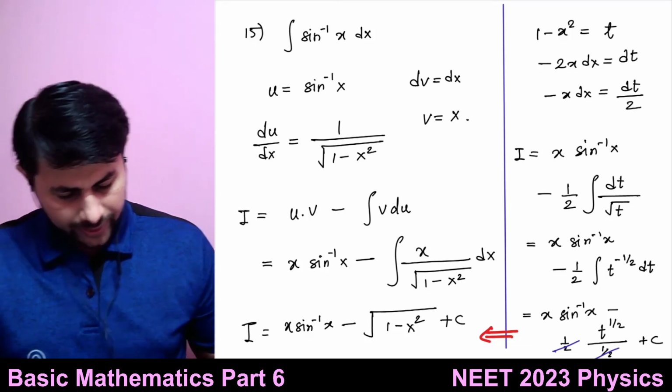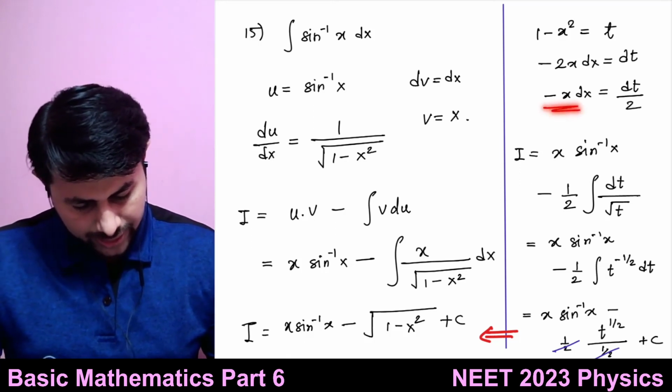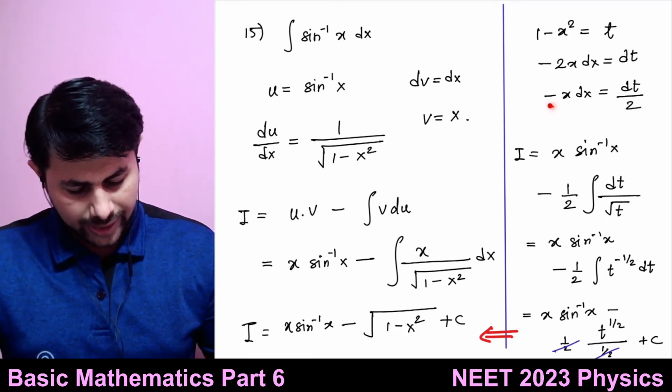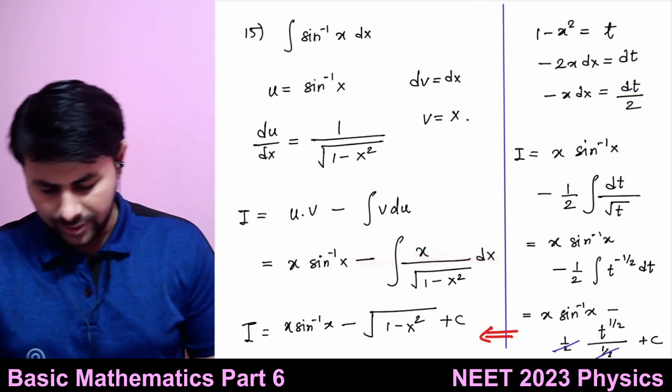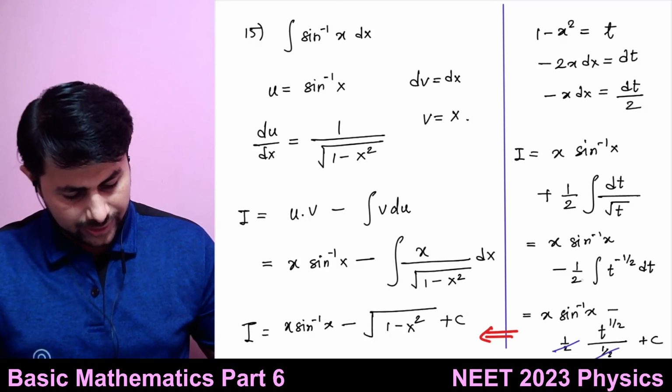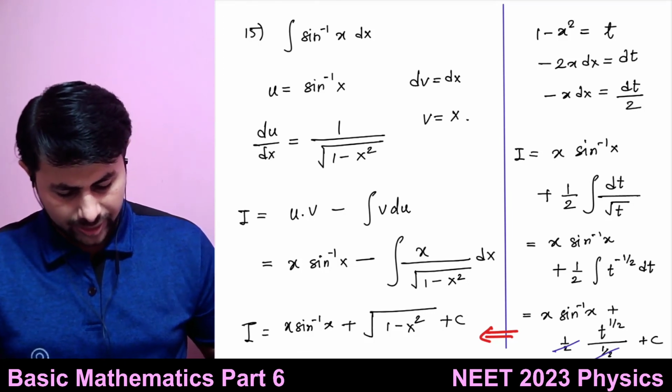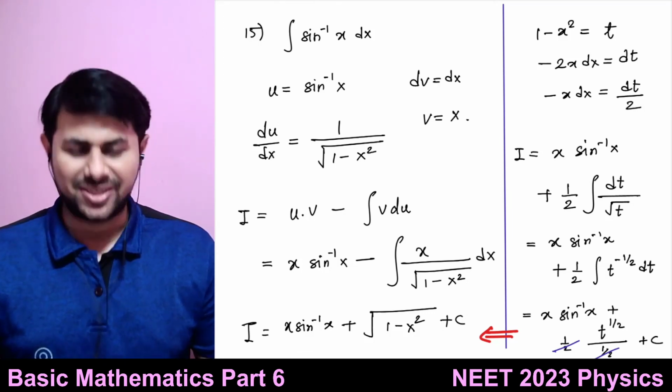Wrong. See, this negative sign I forgot. So minus x dx is dt, right? So I had minus x dx equals dt. So this should be plus everywhere, and here also plus. Now it's right.